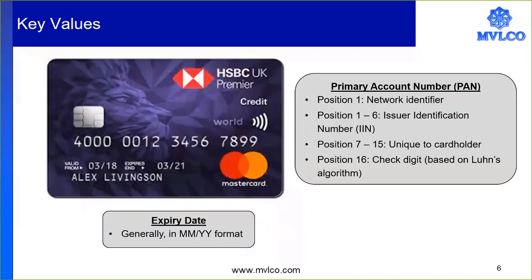So these are the two key values that we are going to talk about in our further discussion. One, your primary account number, and second, the expiry date that you can see here, which shows till what month and year this card is valid.